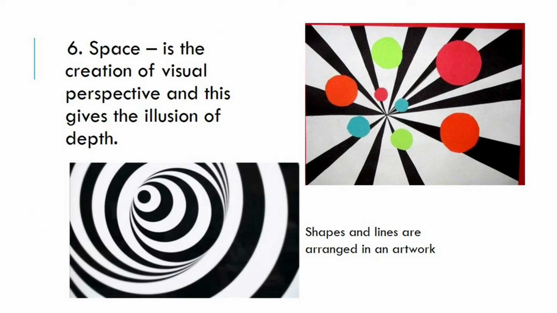Next is the space. The space is the creation of visual perspective, and this gives the illusion of depth. Also, shapes and lines are arranged to create this artwork. As you can see in these 2 examples, here is the line only. But in the next example, meron ding mga shapes. As you can see, nagkakaroon ng illusion. Parang gumagalaw, and parang itong isang example is pahulog yung mga shapes.